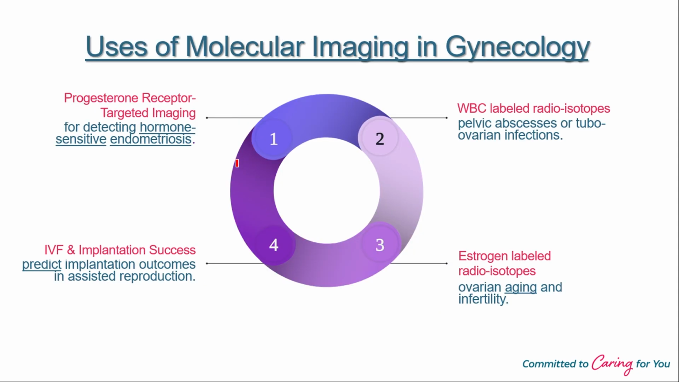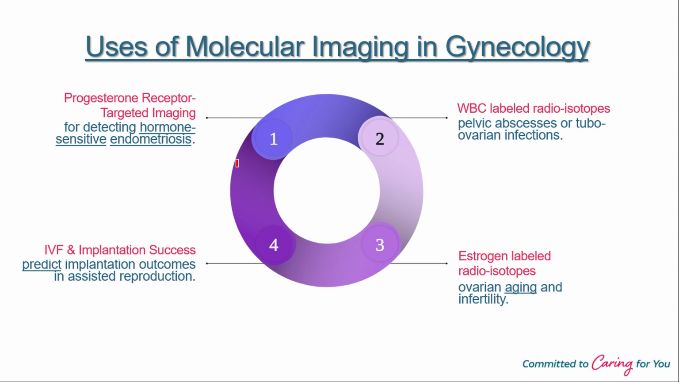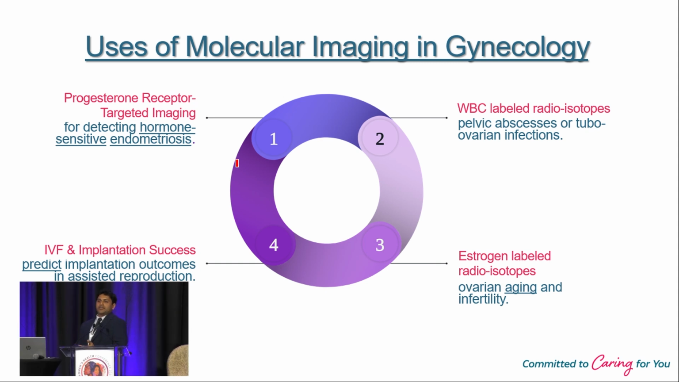Molecular imaging is nothing but an extension of PET-CT, but we now have isotopes which can be targeted at different levels. We have progesterone receptor radioisotopes, which can be targeted to detect hormone-sensitive endometriosis in the body. In the same way, we have WBC-labeled radioisotopes, which can detect tubo-ovarian abscess and other infections as well. Similarly, ovarian aging and infertility can be detected by estrogen receptor radioisotopes. It can show how the follicles are, and they can help in reproduction as well.